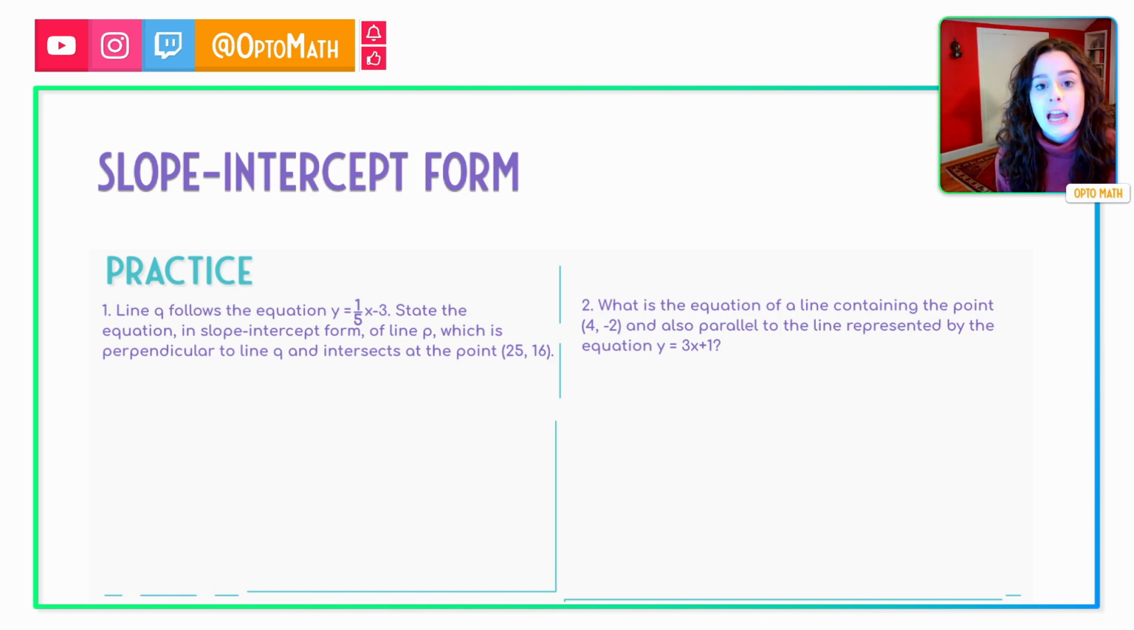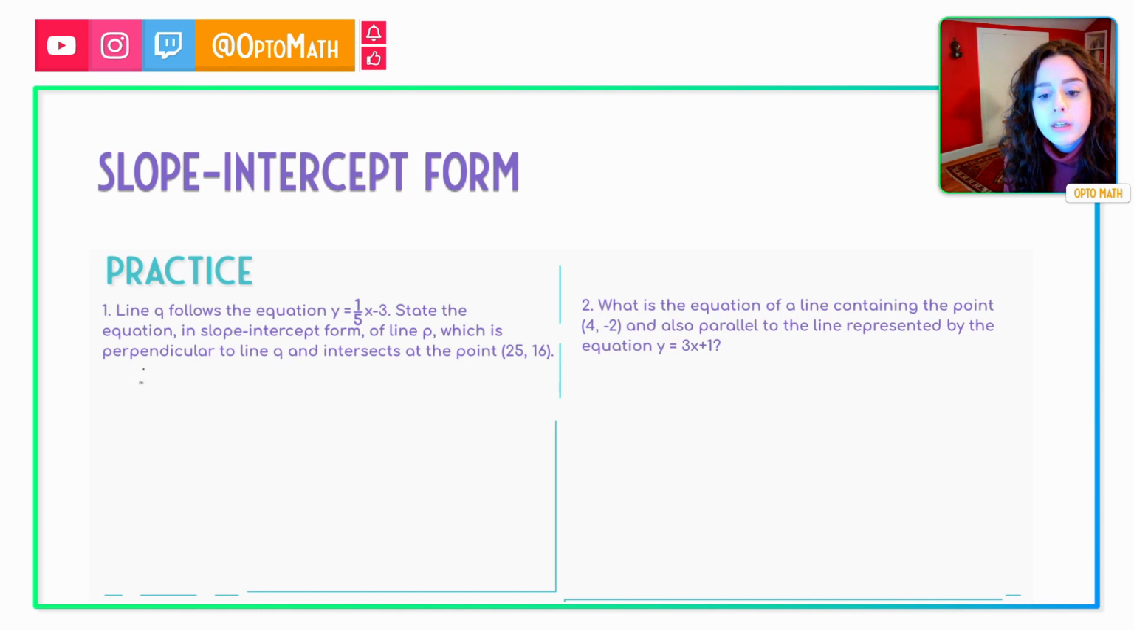So let's take a look at some practice. Line Q follows the equation y equals 1/5 x minus 3. We want to state the equation in slope-intercept form of line P, which is perpendicular to line Q and intersects at the point (2, 5, 16)? So we want to figure out our slope.